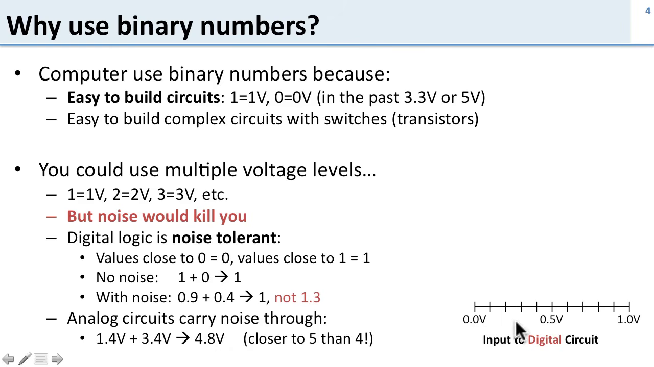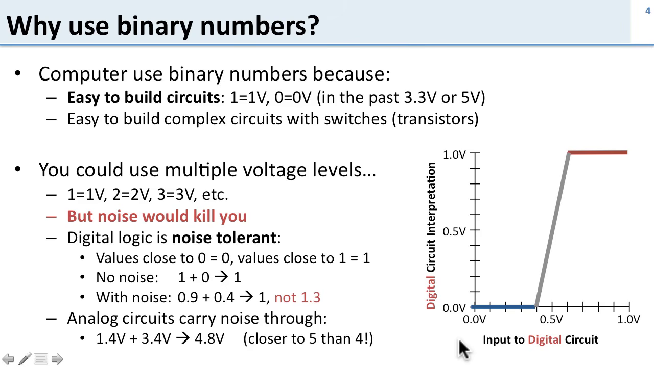Here we're going to look at the inputs to a digital circuit. It goes from 0 volts up to 1 volt. We're going to compare that to how the digital circuit interprets the value, from 0 volts to 1 volt. So what's the output going to be from the digital circuit? It's going to be a 0 or 1 or somewhere in between. And this is what the transfer function looks like. For any input in this range, the digital circuit is going to interpret it as a 0 and it's going to output 0 volts.